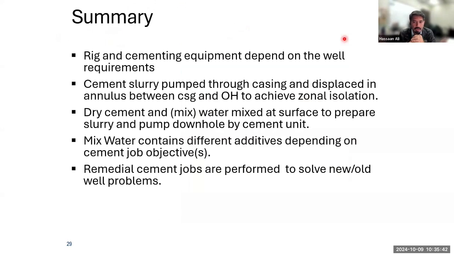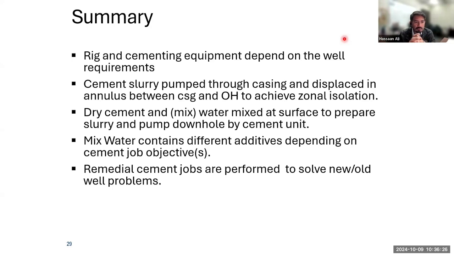With this, I have my last slide, and let's try to summarize what we have learned so far. Rig and cementing equipment will depend upon your well requirements and your type of rig. If you have an offshore oil rig, you have to have a cementing unit mounted on a skid, and that skid will go onto the offshore oil platform. If you have an onshore rig, your cementing equipment is usually mounted on a truck or on a trailer, or it can be skidded as well. But most of the time, it has to be a trailered unit with everything on it.